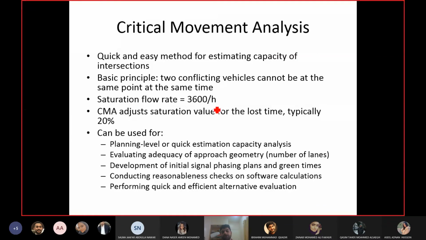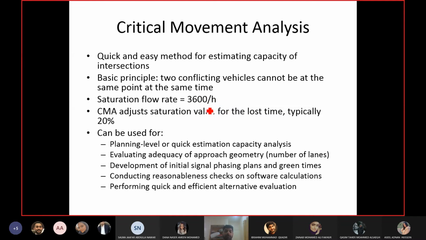So saturation flow rate is calculated in this manner: 3600 upon H. H is in seconds per vehicle, and I think we have discussed this in the previous chapter as well. 3600 is the total time in an hour, so 3600 upon time taken by one vehicle gives you the number of vehicles in 1 hour.